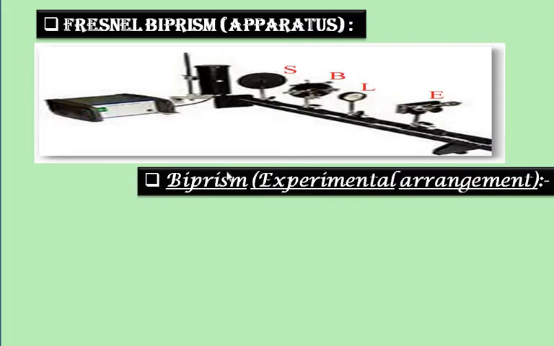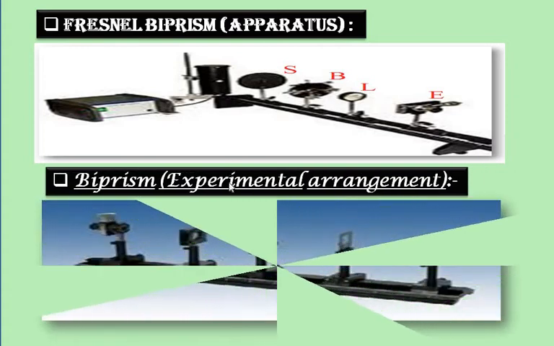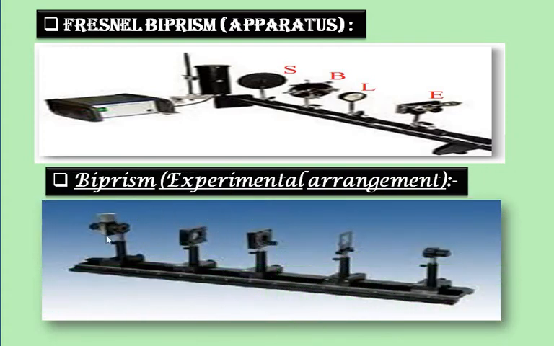The experimental arrangement for the biprism is shown in a figure. This is the source whose wavelength is to be measured, and the four stands are fixed on the optical bench. They are of the same height. This is the eyepiece. We observe the interference pattern through the eyepiece, which consists of alternate bright and dark bands.